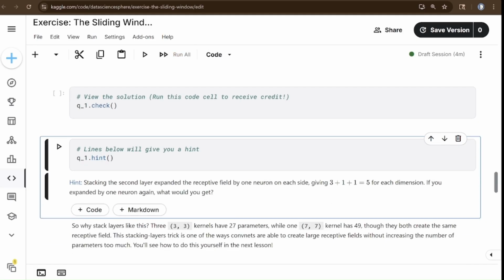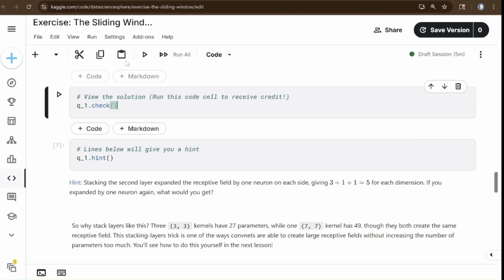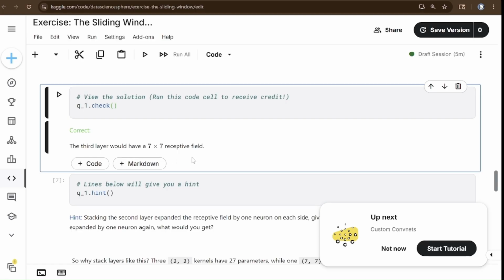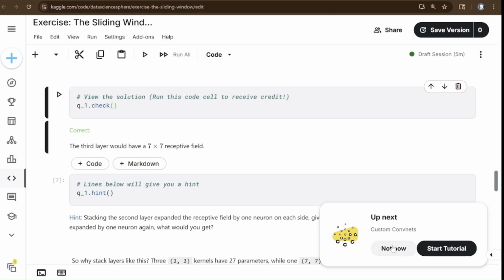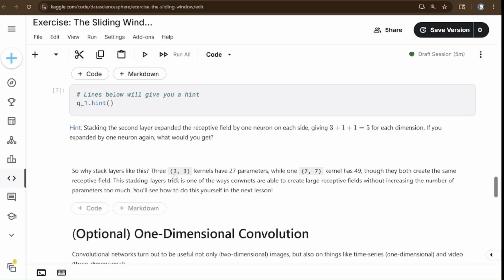Stacking the second layer expanded by 1 neuron on each side. So 3 plus 1 plus 1 is 5. So if you expand it by 1 again, then it will become 5 plus 1 plus 1. That will be 7. Let's see what is the answer. See, 7 into 7 receptive field. Okay. So why stack layers like this?